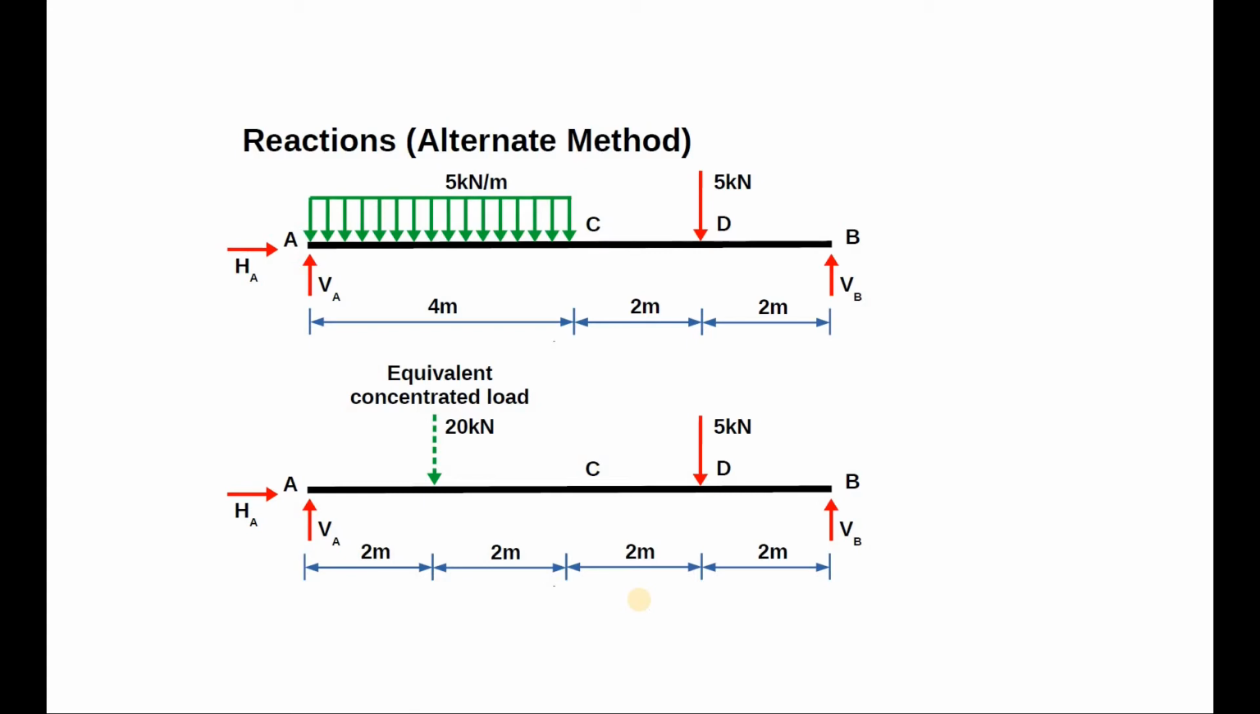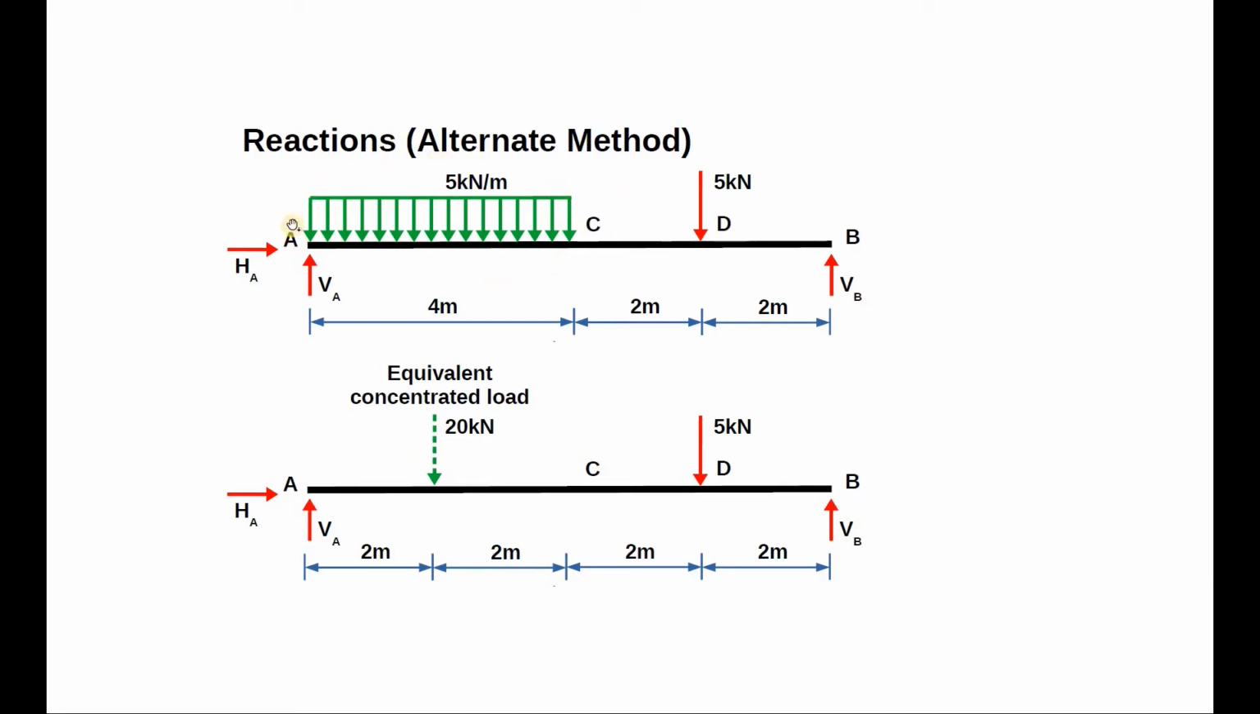That for a uniformly varying load with zero intensity at one end is at distance equal to 2/3 of length of the distributed load measured from the point of zero intensity. Here in our example, we have two loads acting on the beam, a uniformly distributed load of 5 kilonewtons per meter spread over 4 meters of span and a concentrated load of 5 kilonewtons acting at 2 meters from point B, which is a support.